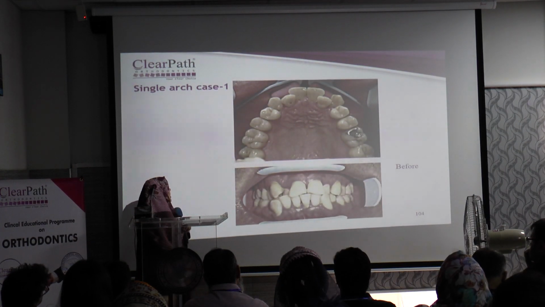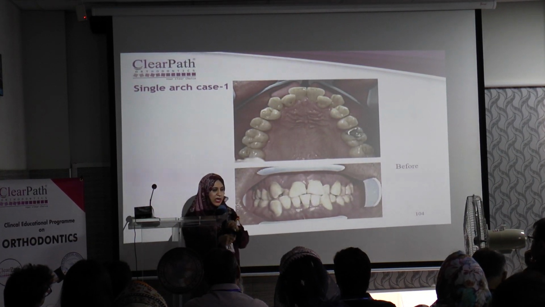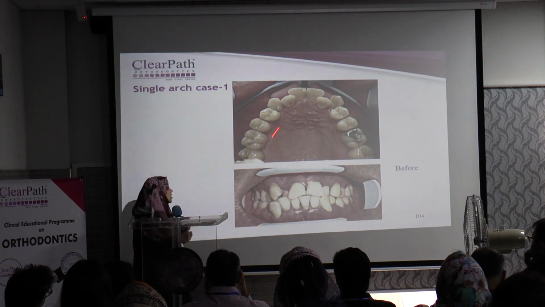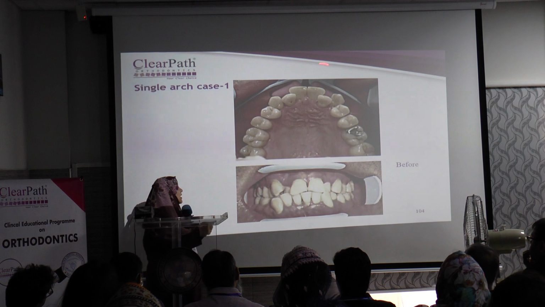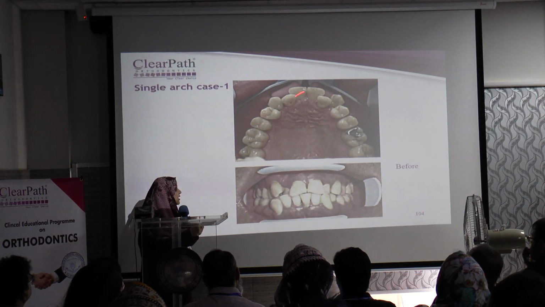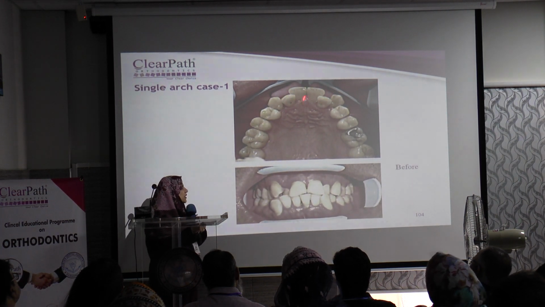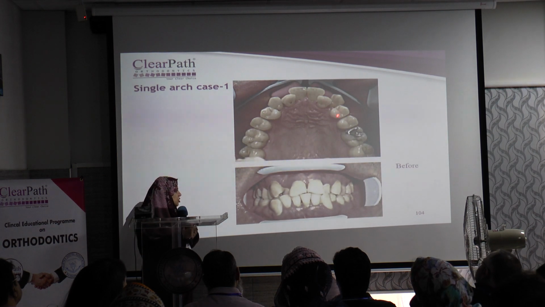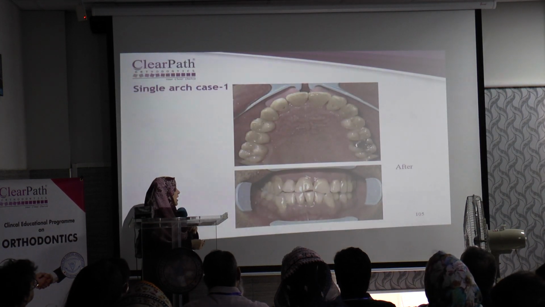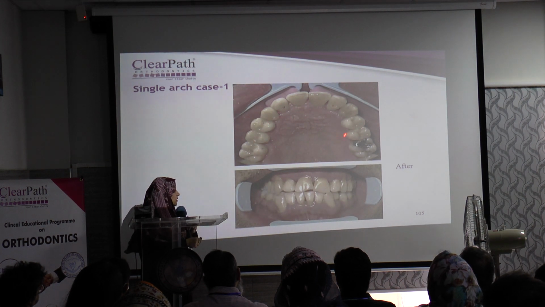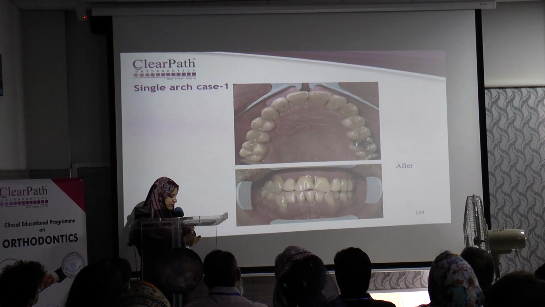Okay. Now these are certain cases to discuss and share with you. Single arch cases. We also deal with a single arch case. Suppose in this the upper arch is being treated. You can see there is around 5 millimeters of crowding in the upper arch. It is treated by arch expansion and all the teeth have been aligned.